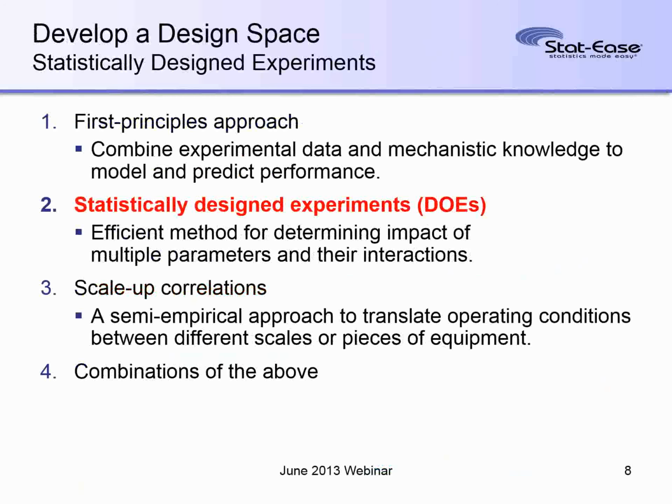Now, first principles approach: you have your experimental data and mechanistic knowledge to model and predict performance, demonstrating you understand your process and can control it. In the absence of mechanistic knowledge, sometimes statistically designed experiments can be a very good substitute for that. It gives you those models that you can use as prediction systems to give you an idea how your process changes.